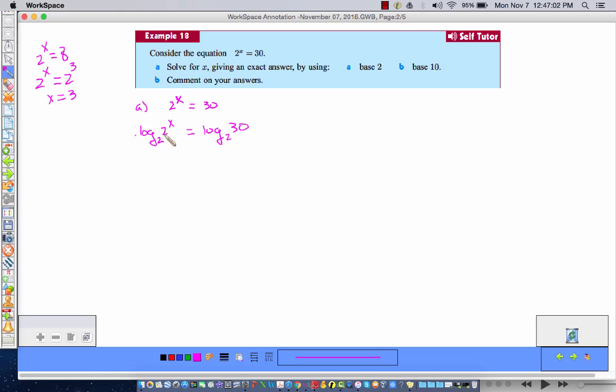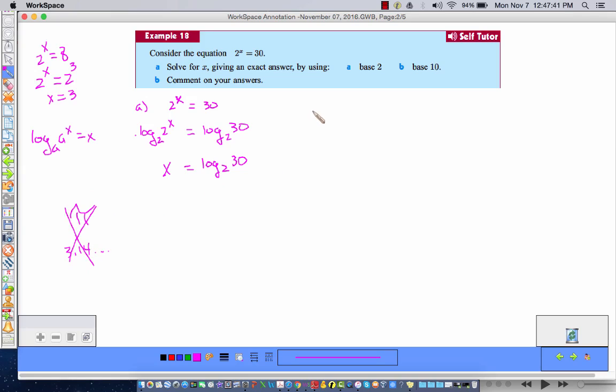Log base 2 of 2 to the x is simply equal to x, and if you recall, log base a of a to the x is equal to x, as long as the base matches the argument. So we have an exact solution of log base 2 of 30. And we say that's exact because if we were actually to crank it in the calculator, we would get a decimal approximation for this. But this, just like pi, is an exact answer. An approximation for pi would be 3.14, but we know that's not exact. Pi is exact. So same idea here.